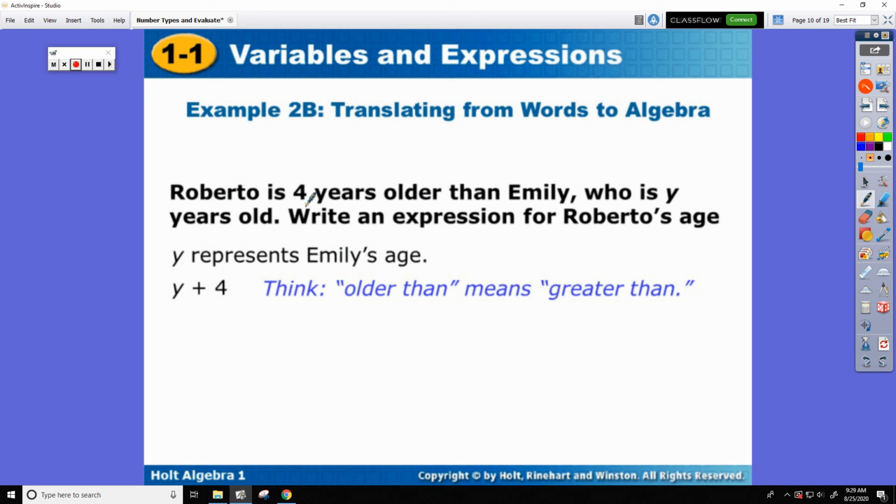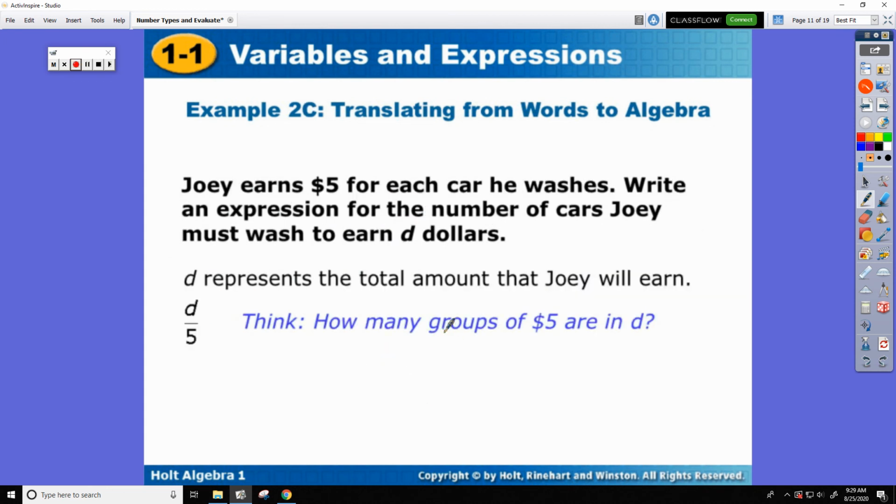Okay, Roberto is 4 years older, so older means adding. Adding or multiplication, I could write y plus 4 or 4 plus y. They mean the same thing. But with division and subtraction, you can't just flip-flop terms. So if I were taking notes here, you only want important information if you want to write these down. I didn't write them in notes.